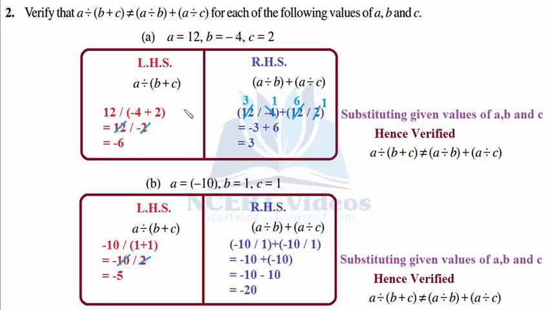Now right hand side. Putting A as 12, B as minus 4 plus as it is, and within the bracket A divided by C, that is 12 by 2.